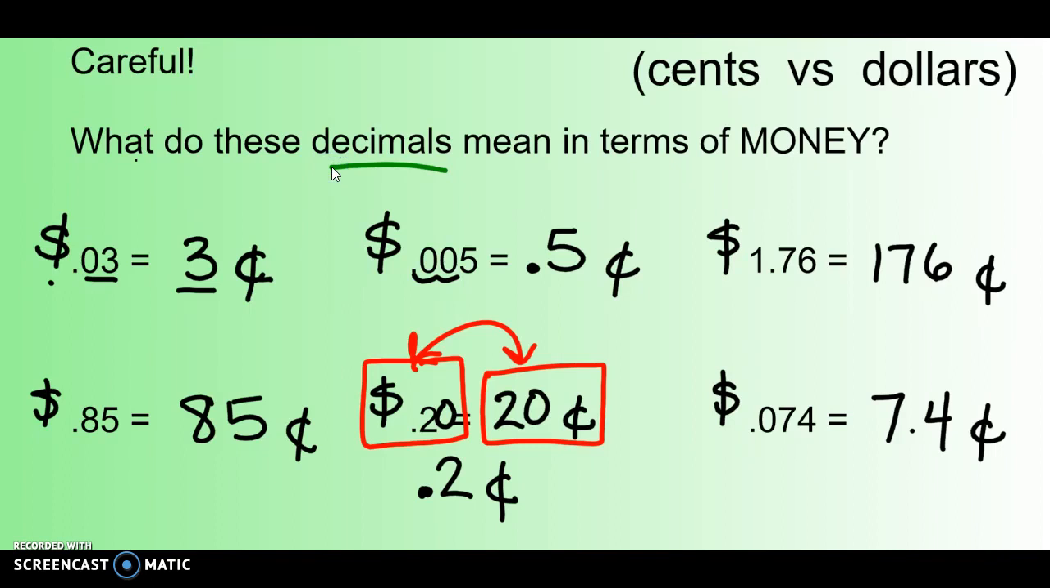So be really careful that you understand what these mean in terms of money and that you label it correctly with either a dollar sign or a cent sign, right? And that you're able to compare and pick even if it goes into maybe 3 or 4 decimal places.